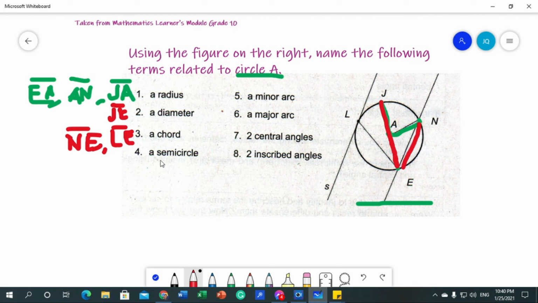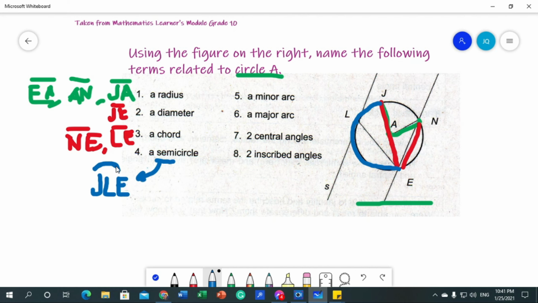Okay, so now let's go to semicircle. It comes from the word semi, which means half of a circle. So where is the half of a circle? So this one. If a diameter cuts the circle, it creates a semicircle. So that's arc JLE or ELJ. So that's how you name a semicircle.